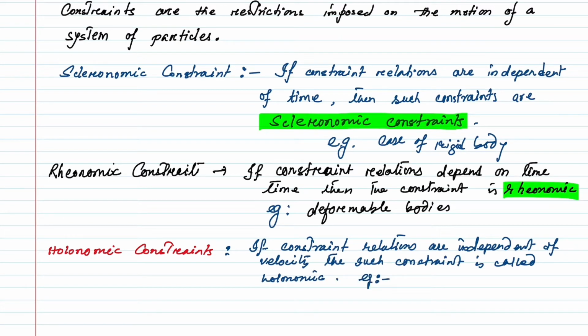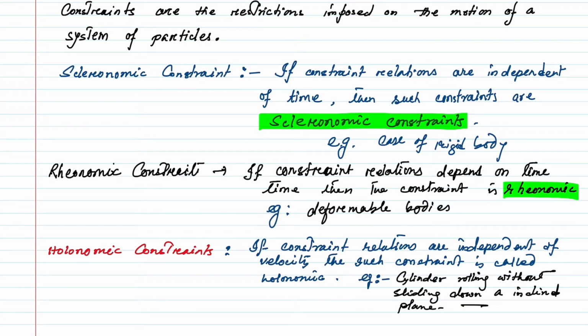For example, suppose a cylinder rolling without sliding, or without slipping, down an inclined plane. This is an example of holonomic.